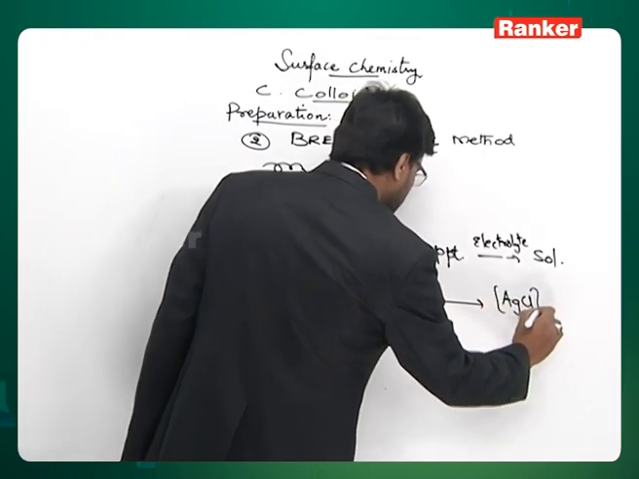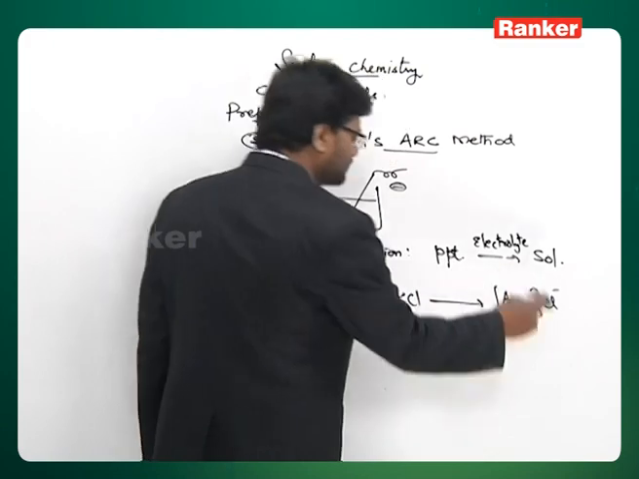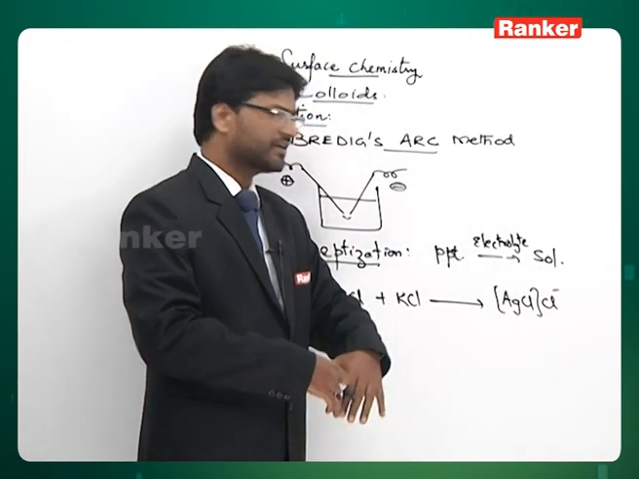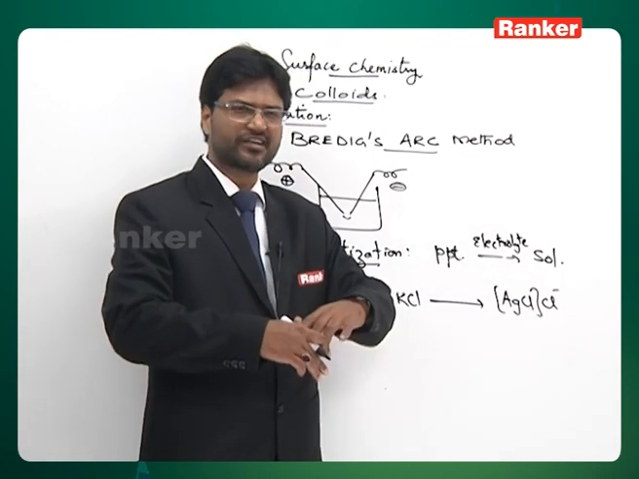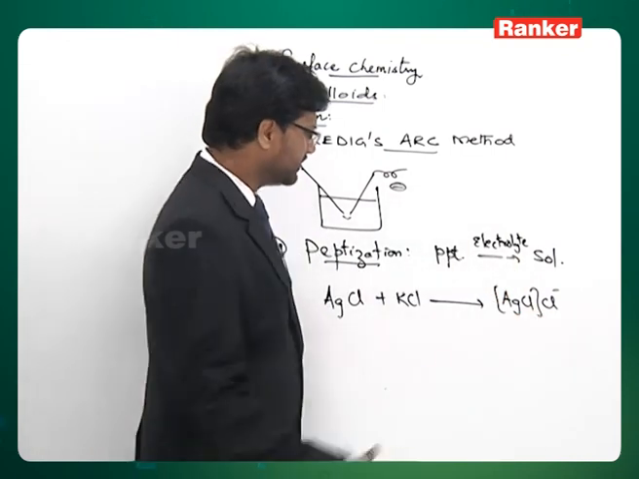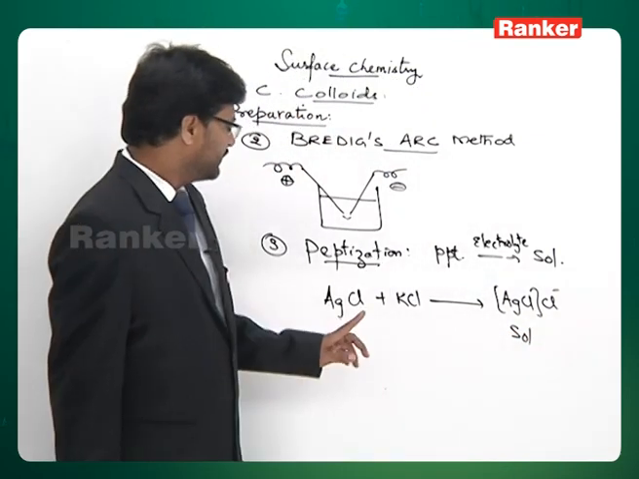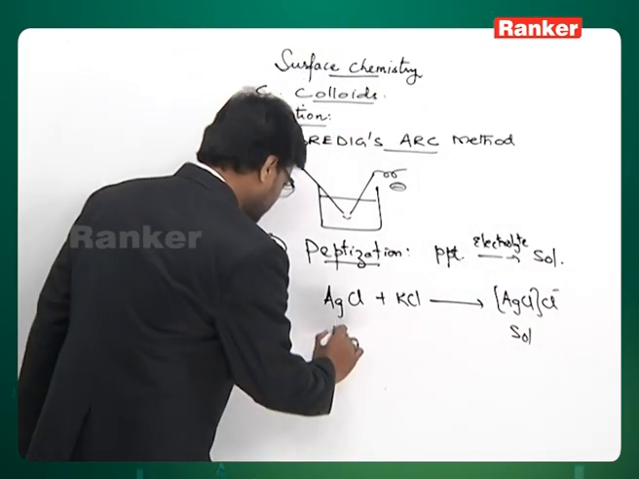What happens is Cl minus will get adsorbed on the particles of AgCl precipitate, and they get scattered due to like charges. They tend to repel each other and they get scattered, and you get the sol. So what we need to do is, this is our precipitate.